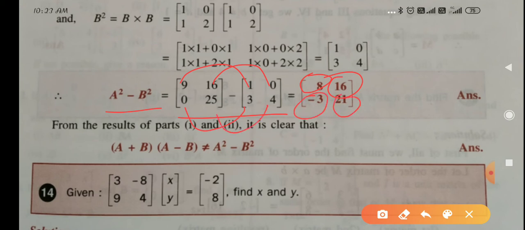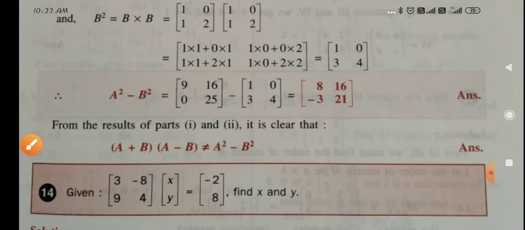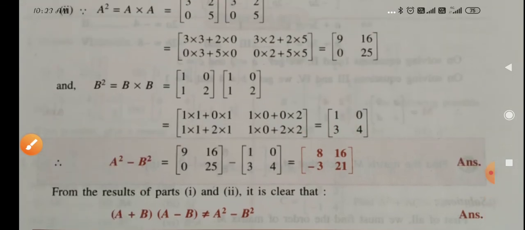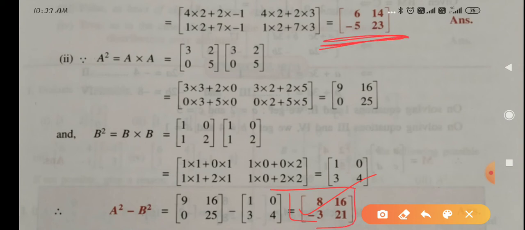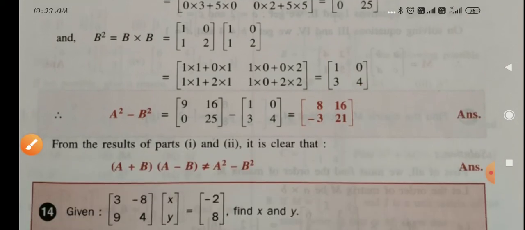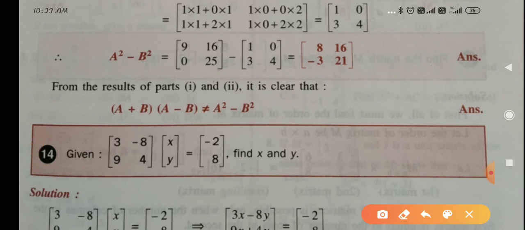Now you can check here: this is A square minus B square, and this is A plus B into A minus B. They are not matching. So in the matrix case, this identity is not satisfied. You can see A plus B into A minus B is not equal to A square minus B square.